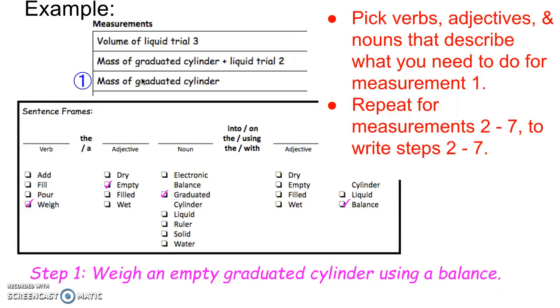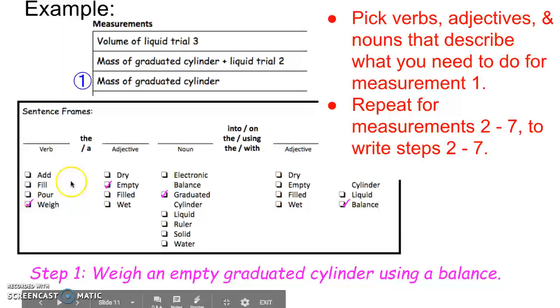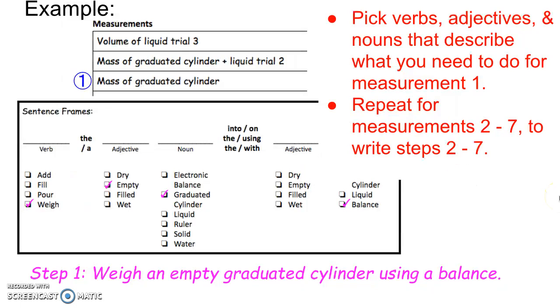You're going to do that for all the other measurements. So whatever you have as measurement 2, like maybe your measurement 2 was the mass of the graduated cylinder plus the liquid, trial 1. If that was your step 2, you would use these sentence frames again to turn that measurement into a step, just like we did here, where we took measurement 1 and wrote it down as a step using these sentence frames. Take a moment to do that. You can either write that underneath this sentence frame. There's a table there with room for you to do that, or you can type that directly into your document.